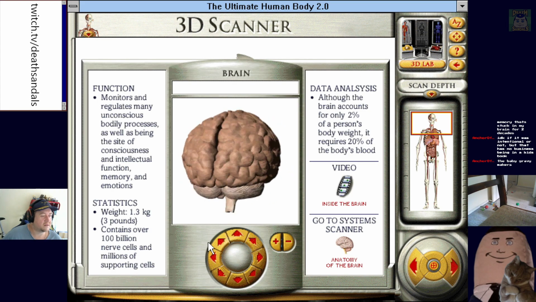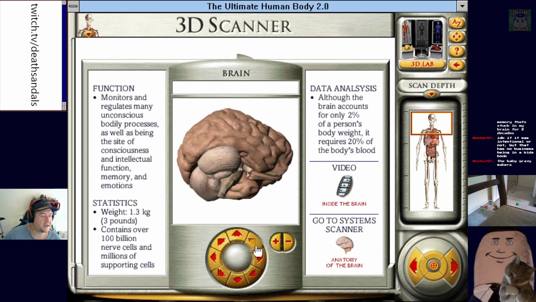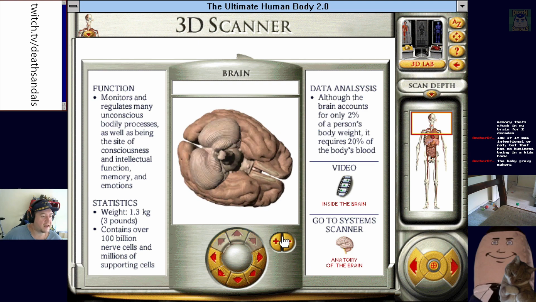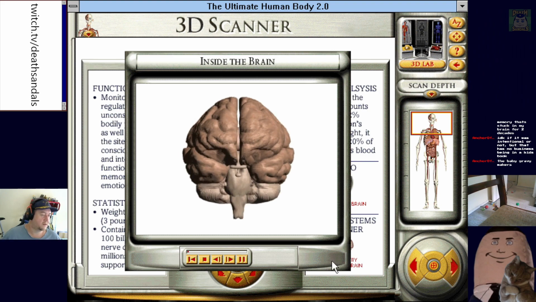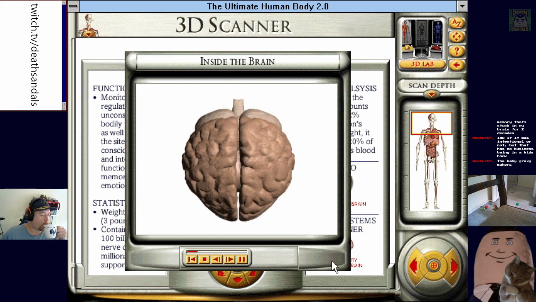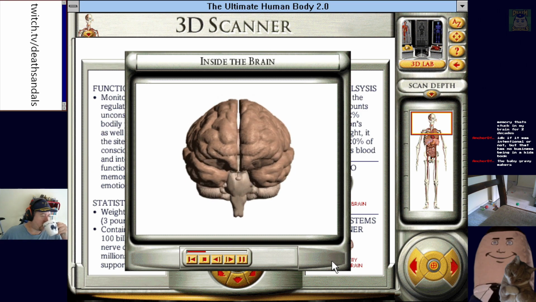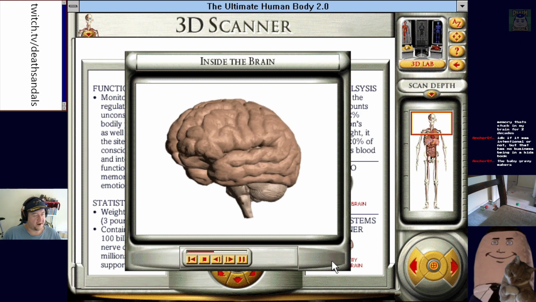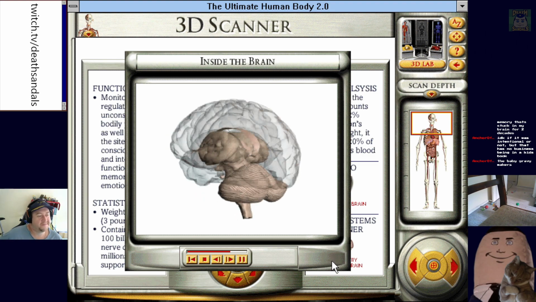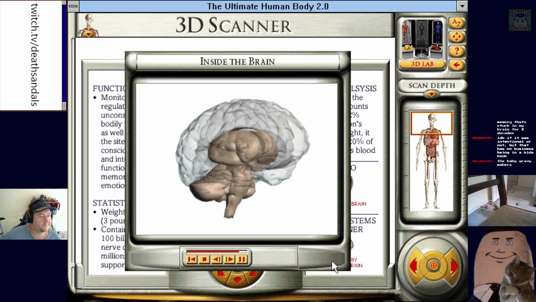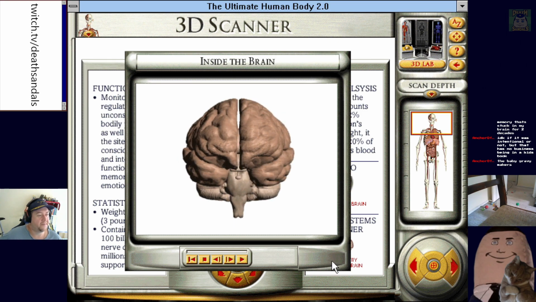Oh, and you can spin it, rotate it. Okay, now that's pretty cool. Oh, we get a video too. Inside the brain. Oh, you wanna play that for us, program? There you go. This is your brain. This is also your brain on Windows 3.1. Yep. Certainly a lot of bits and bobs in there.